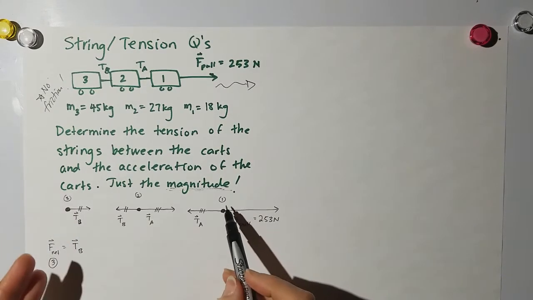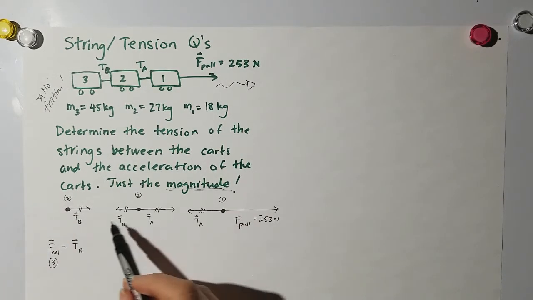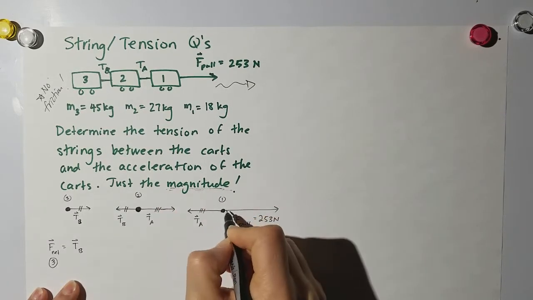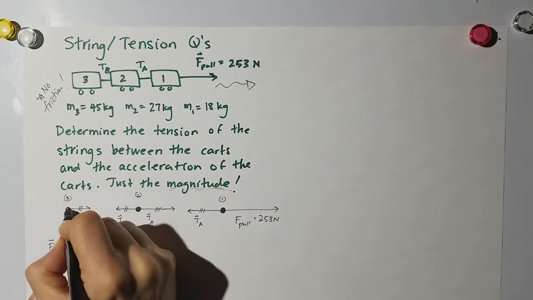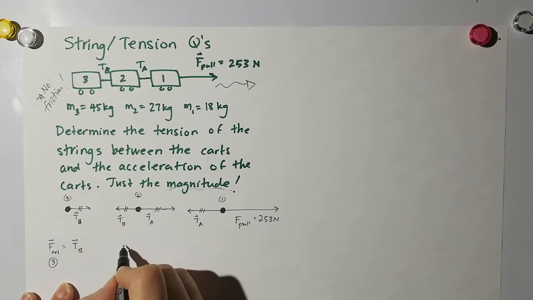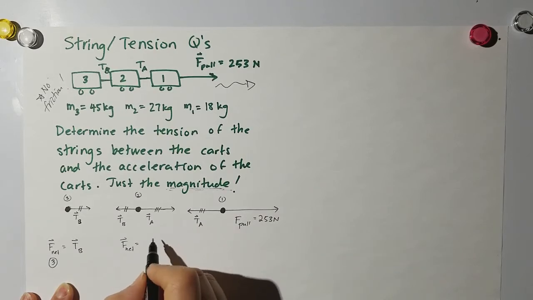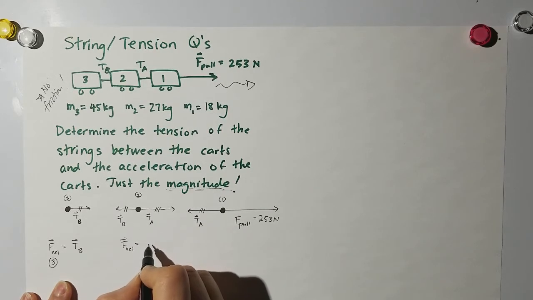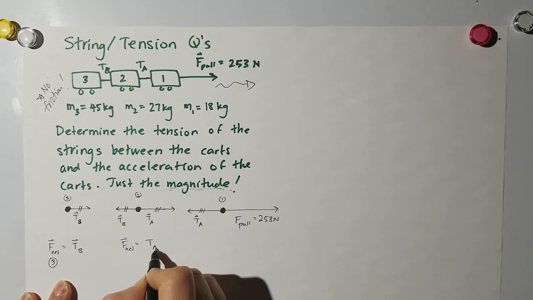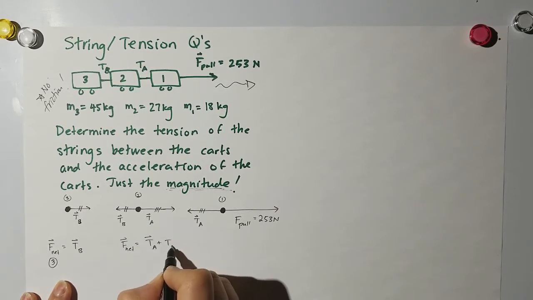Well, I could have put normal force and the force of gravity on each of these 3 carts, but they're going to balance out. It's not moving up or down, and we don't have to do friction in this case, so let's keep it simple. They are irrelevant to this question. So now, F net in this case has 2 forces acting on it: tension A plus tension B.